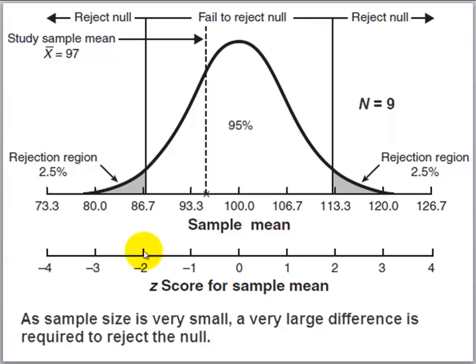So this is basically a situation where power is low, where you need such a large difference to reject the null that in essence it's unlikely that you would get a difference that is that large.